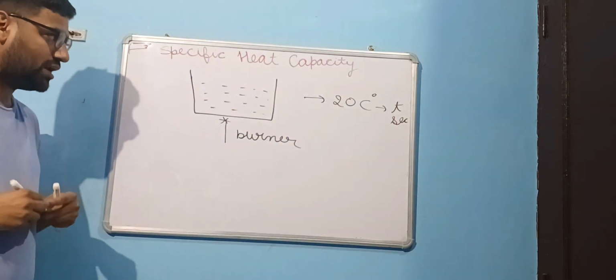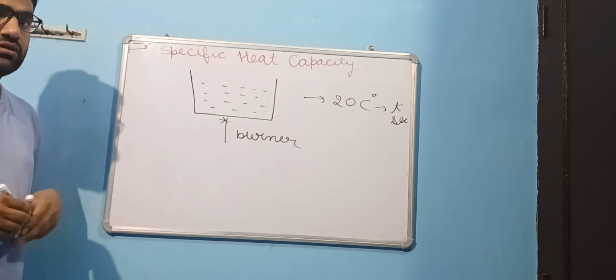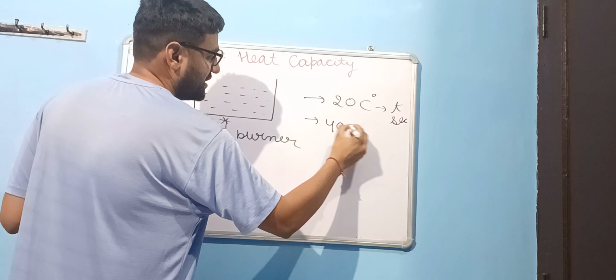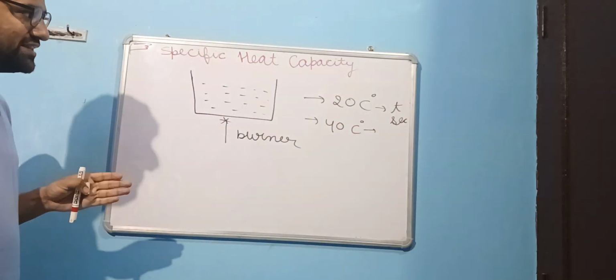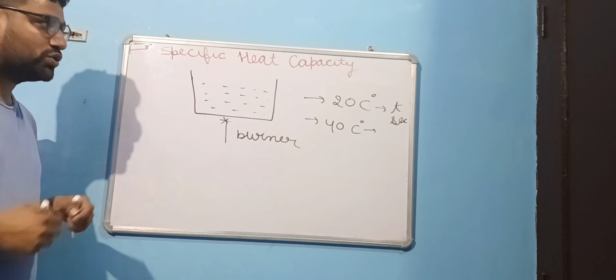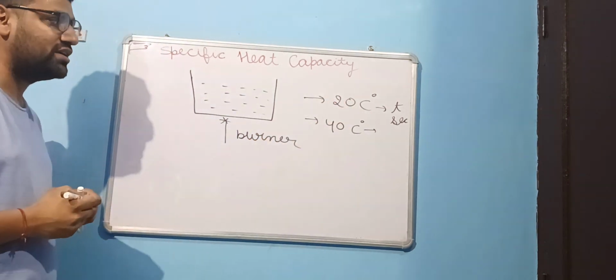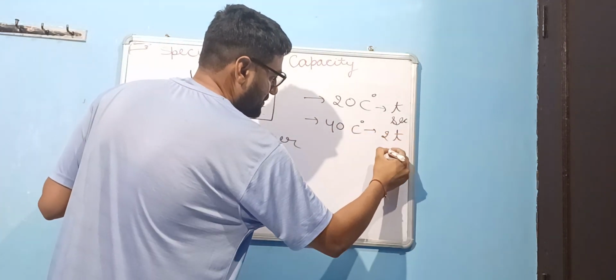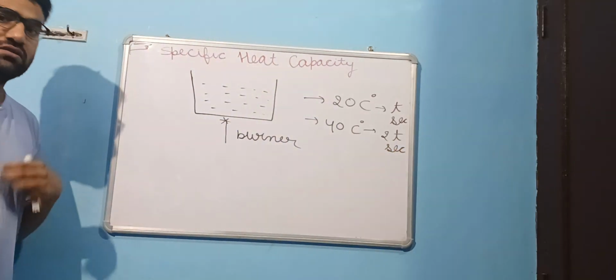Okay, now we try to increase the temperature to 40 degrees Celsius in the second case. Now we note the time. We see that the time taken is twice the time taken to raise the temperature by 20 degrees Celsius. So in this case the time is 2t seconds.